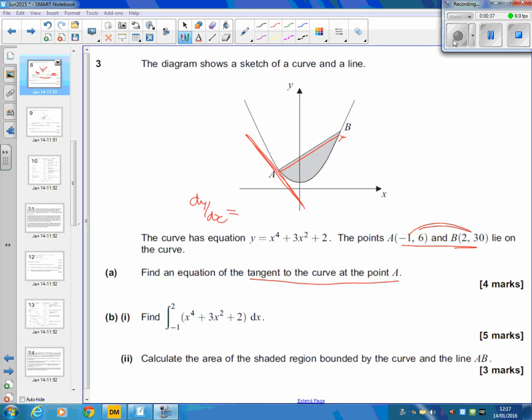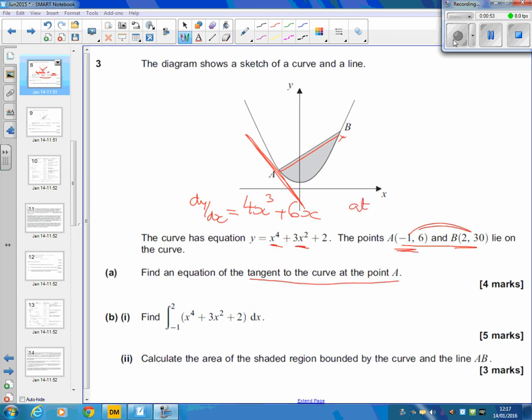Let's get our 2 marks for differentiating. Times by the power, power goes down by 1. Times by the power, power goes down by 1. Our 2 marks there, the 2 disappears. Point A has got x equals minus 1.